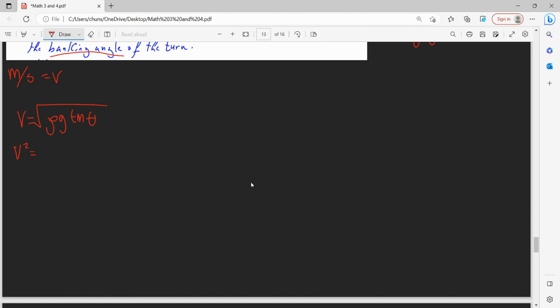So that's v squared equals rho g tan theta, that's v squared over rho g equals tan theta. Now theta equals tan inverse of v squared over rho g.